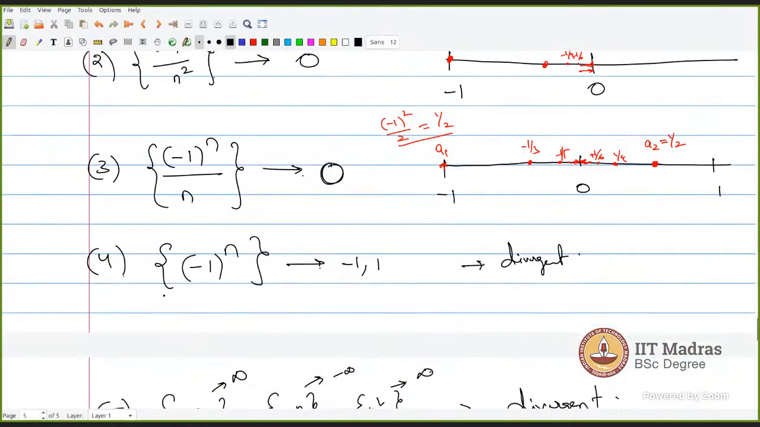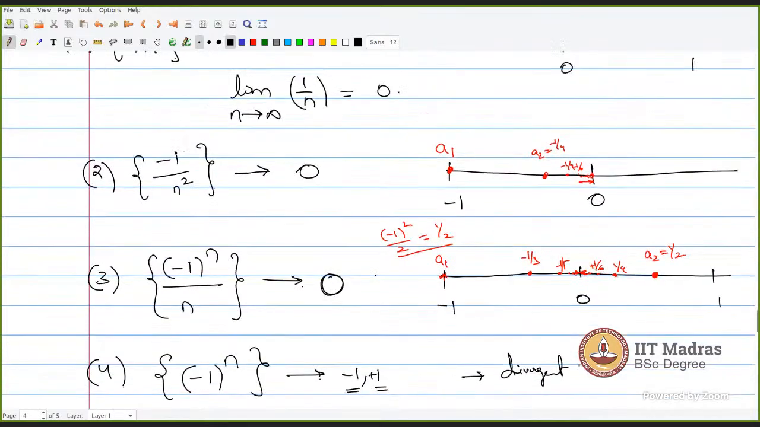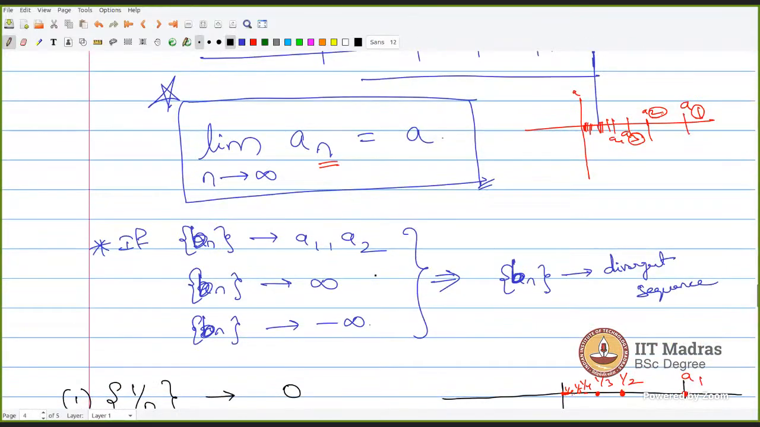Because once again, it's approaching a real number. See, it is approaching a real number, but it is not unique. So it is going to two different values, -1 and +1. So it is approaching two values, then it is called divergent. Yeah. So those are the only three cases where we say a sequence is divergent: if it goes to two different values, if it goes to infinite, if it goes to minus infinite.